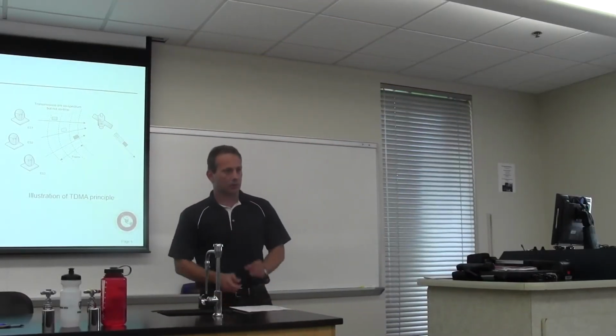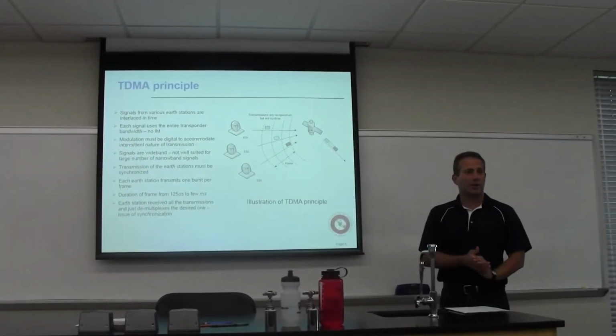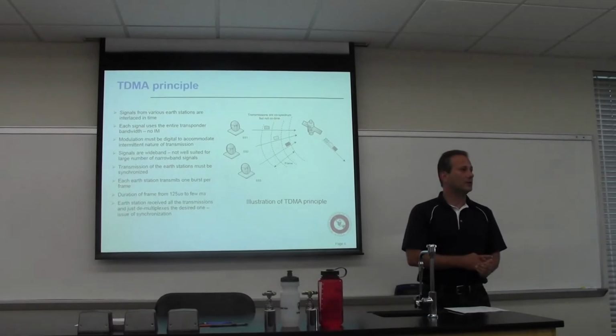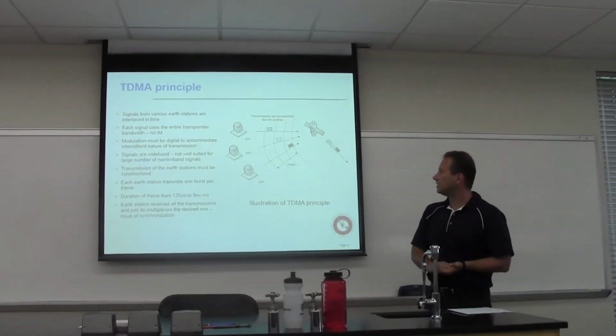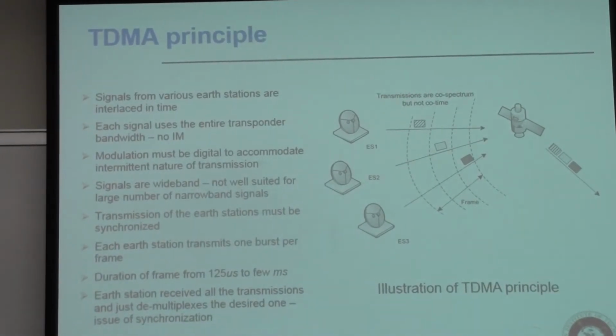Continue now through various access schemes that we have in satellite networks. We talked about FDMA. Now we're going to talk about TDMA. TDMA is time division multiple access. It assumes that the users are sharing the transponder resources one at a time.